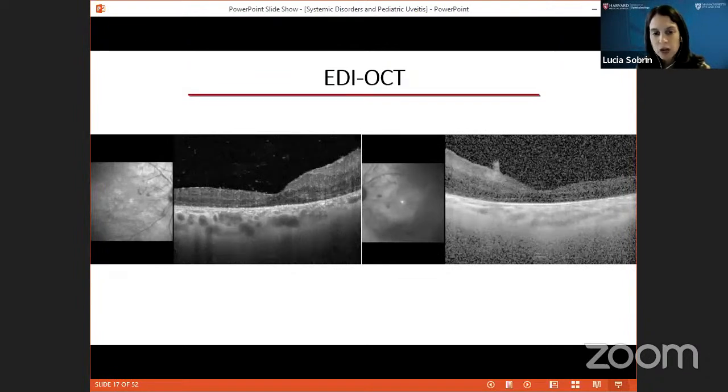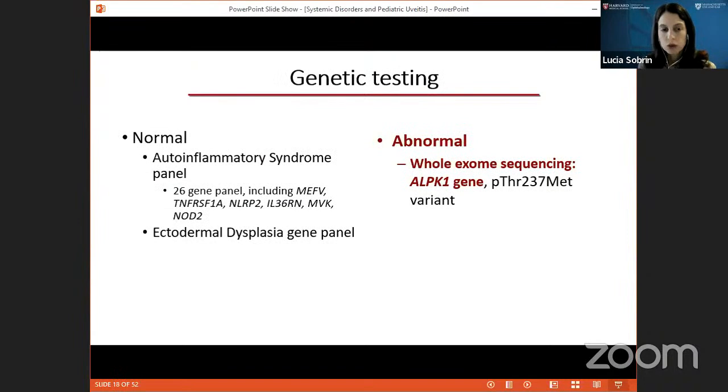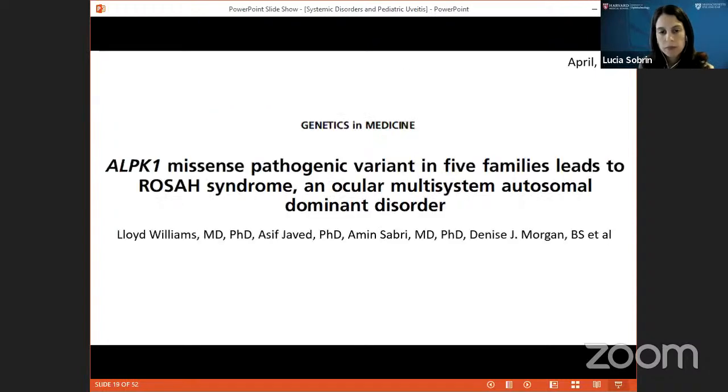You'll notice that the edema is more pronounced nasally because of the optic nerve edema being a prominent finding in this syndrome. So we thought about autoinflammatory diseases, including things that we've talked about already, like NOMID, and he had testing for that, but it was all negative. So we sent him for whole exome sequencing, and he was found to have a mutation in an ALK-P1 gene. This is a very recently described syndrome called ROSAH syndrome.